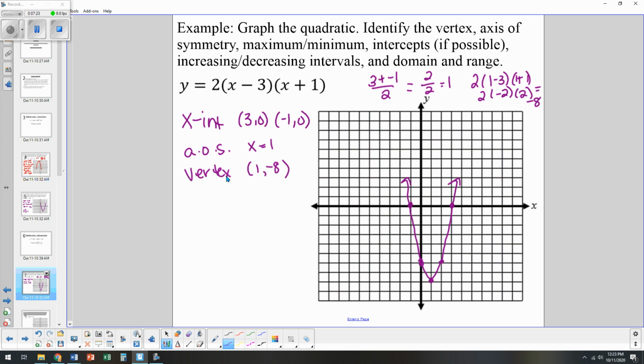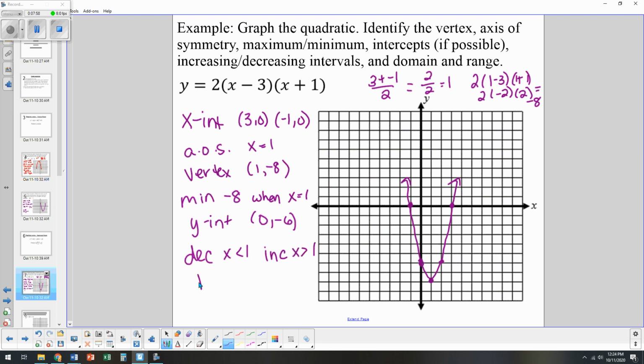All right, so the vertex we've identified, the axis of symmetry we've identified, the maximum or minimum. That's a bottom point, so it's a minimum of -8 when x is 1. The intercepts, we mentioned our x-intercepts. Our y-intercept we can also see at (0, -6). Increasing and decreasing intervals: it's decreasing to the left, so decreasing when x is less than 1, and increasing when x is greater than 1.